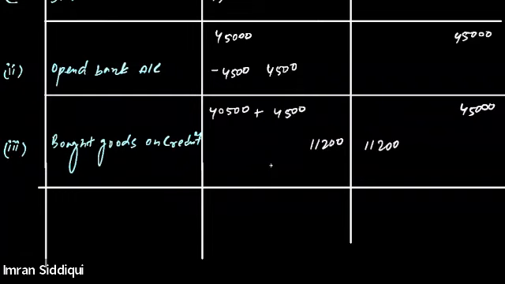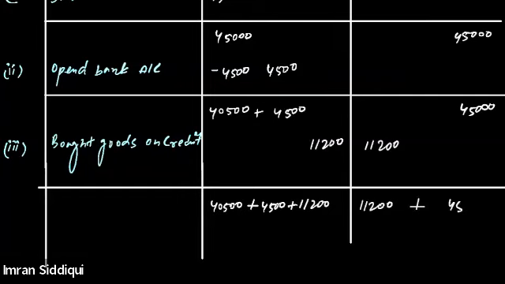So at the end of all the transactions, we will have the cash available in the business at 40,500. Then we will have a bank balance of 4,500. Then a stock of 11,200. So this is the value of the asset. And on the other hand, we will have the value of the liability plus capital. Liability by way of creditor stands at 11,200. And the capital stands at 45,000. Got it? Is this clear, Zainab?